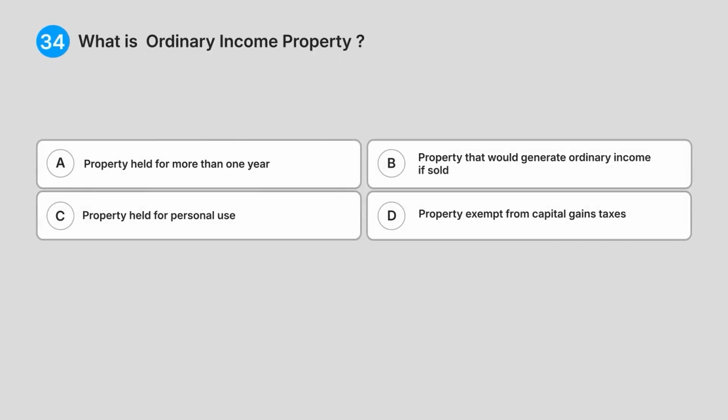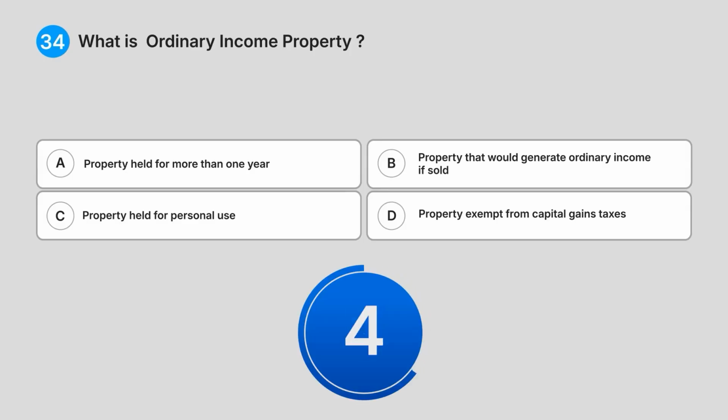34. What is ordinary income property? A. Property held for more than 1 year. B. Property that would generate ordinary income if sold. C. Property held for personal use. D. Property exempt from capital gains taxes. What do you think is the answer?